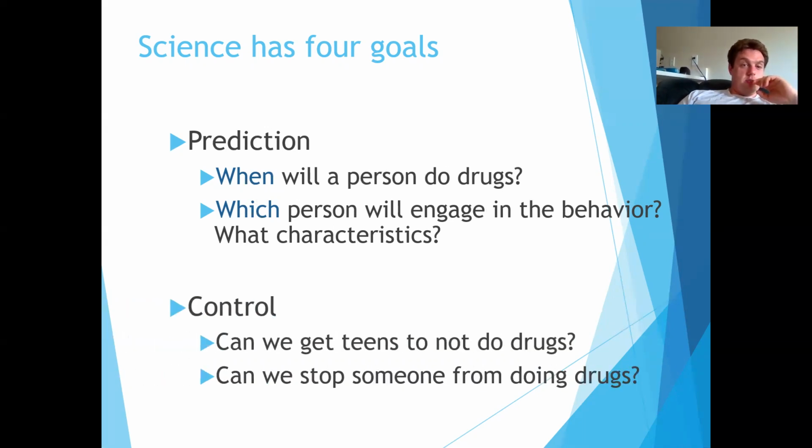And then the last one is control. So can we get teens to not do drugs? Can we actually change their behavior, implement some sort of program or intervention, and actually get them not to start smoking?